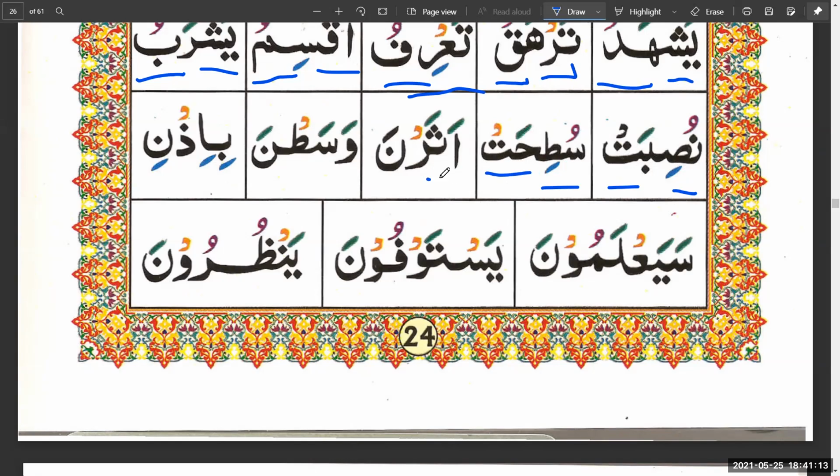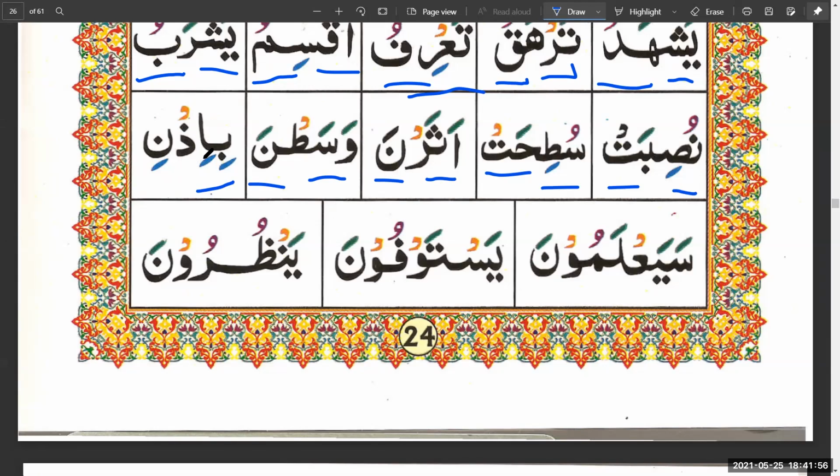Next one, alif with a fatha, tha with a fatha, and a ra with a sukoon, athar. Then we have a noon fatha, so atharna, atharna. Next one, waw fatha, sin fatha, ta with a sukoon, wasat. Don't forget to put your mouth in a circle as you land on that ta. So wasat. Then a noon with a fatha, na. So wasatna, wasatna.